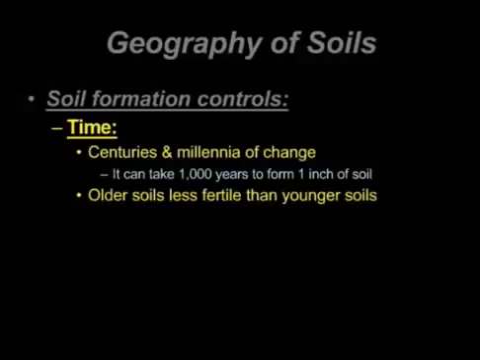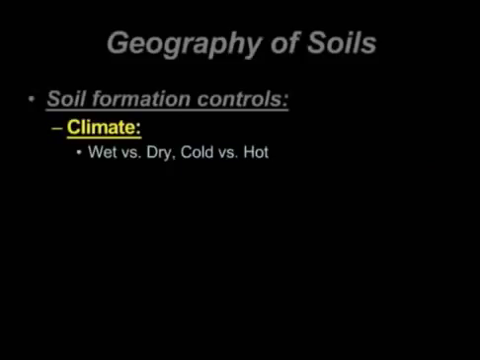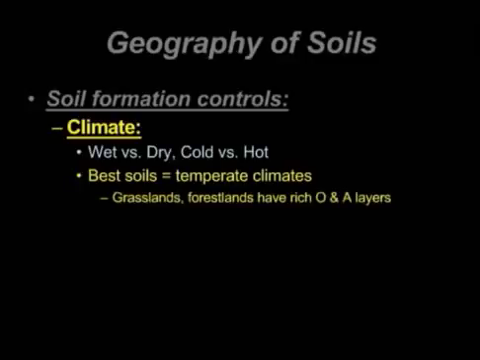Climate is also very important in the formation of soil. And so this helps to determine the types of plants and the animals that live there, but also is very integral in the formation generally of soil. The best soils are found in temperate climates with seasonality, climates where it's not so hot and so wet, but also not too dry, not too cold, somewhere there in the middle. And so grasslands and forest lands are typically what we find in those temperate climates, and so these have very rich O and A layers.